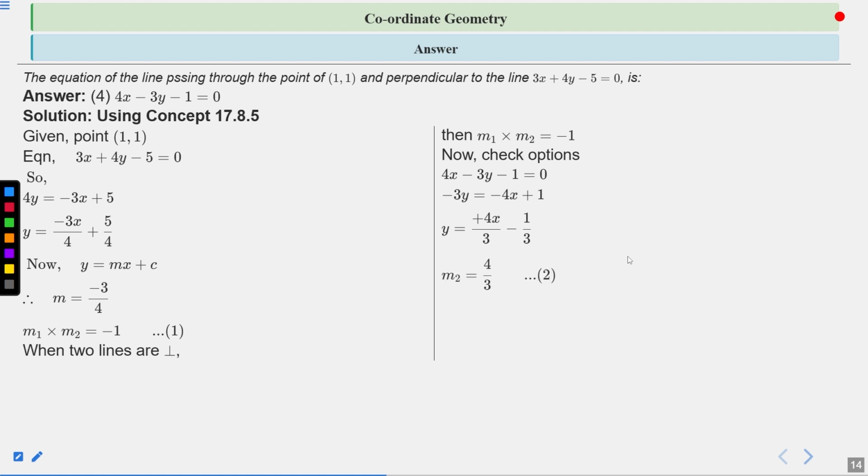So we get m2 equals 4 by 3. This is our equation second. Now we have m1, which is minus 3 by 4, and m2, which is 4 by 3. So from equations 1 and 2, m1 into m2 becomes minus 1. Justifying this, we can say that the fourth one is the correct equation of the line. Next one.